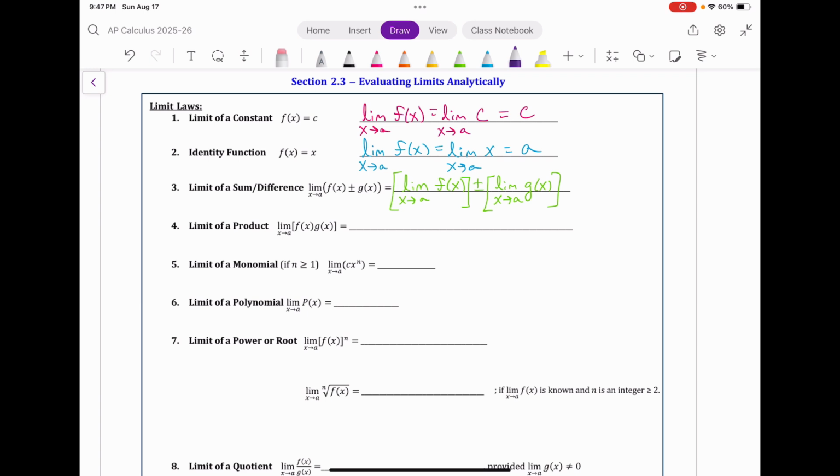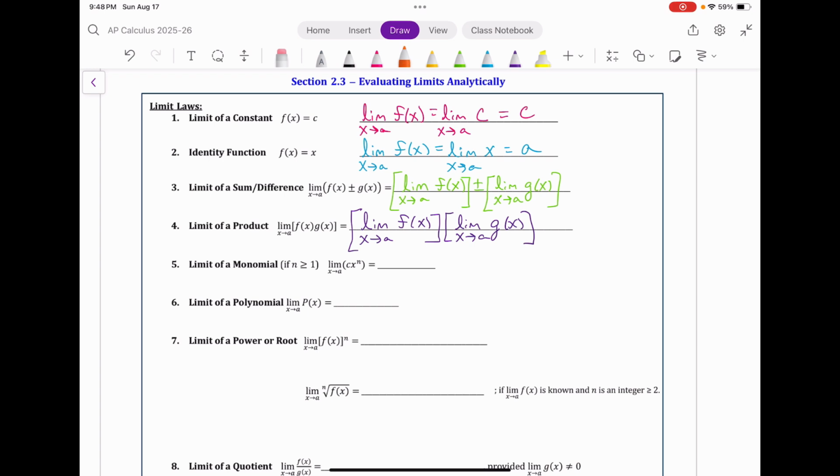A similar law can be applied to the product of two functions when you're trying to find the limit. If you're finding the limit as x approaches a for f of x times g of x, we can just find the limit as x approaches a for f of x and multiply that by the limit as x approaches a for g of x.